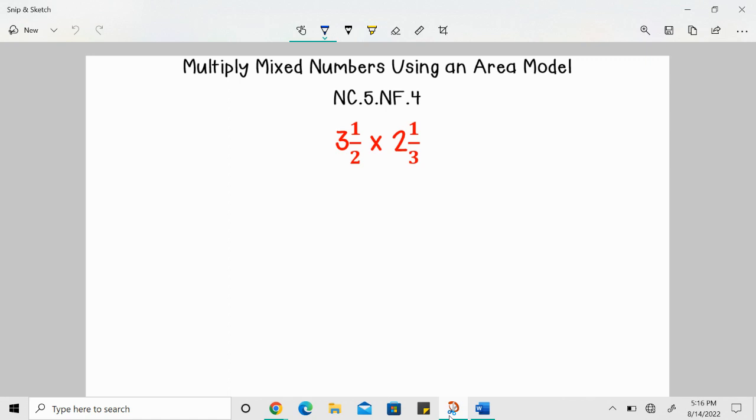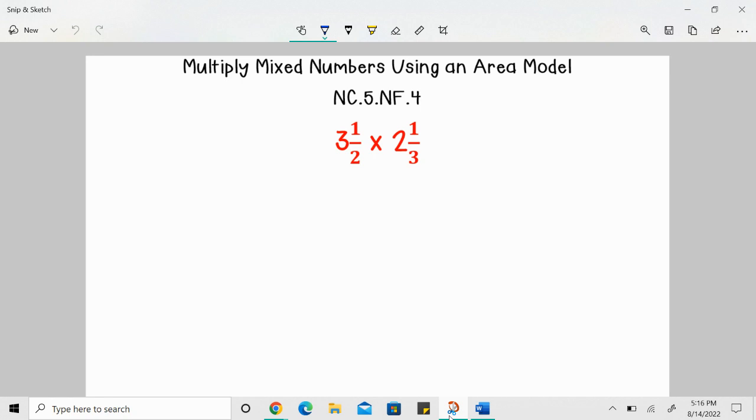In this video, we will look at how we can multiply mixed numbers using an area model. This standard extends students' work with multiplication from earlier grades. In fourth grade, students multiplied a unit fraction by a whole number. In fifth grade, students will multiply two fractions, including mixed numbers, with only the denominators of 2, 3, and 4. Students are expected to create visual models during their work with this standard.